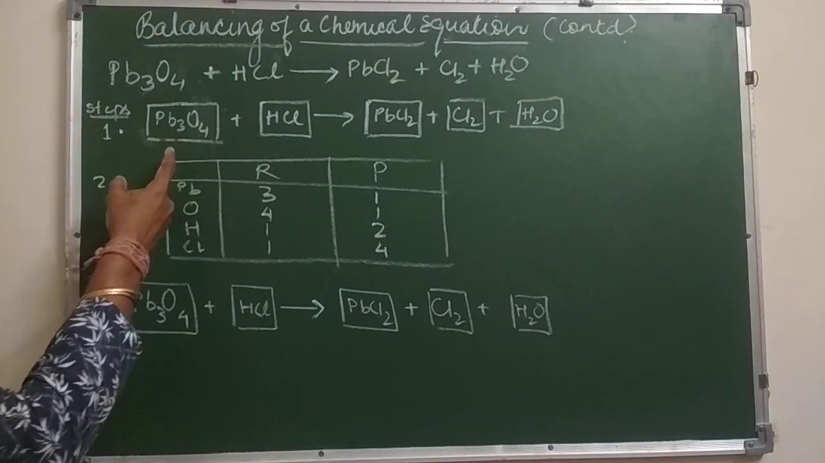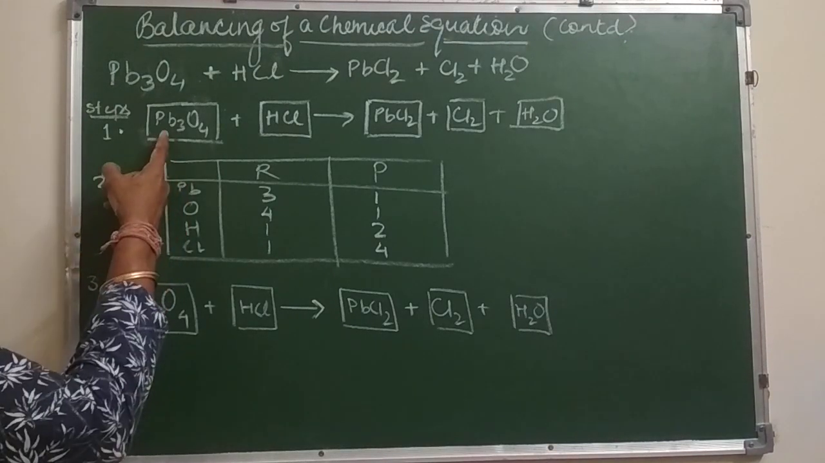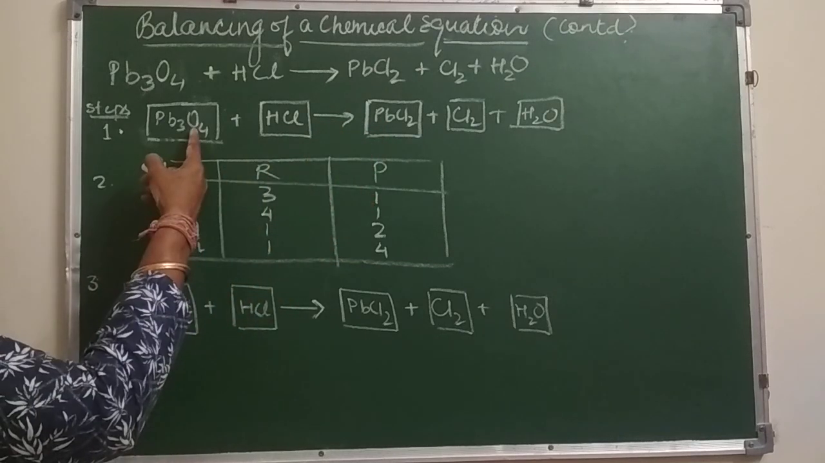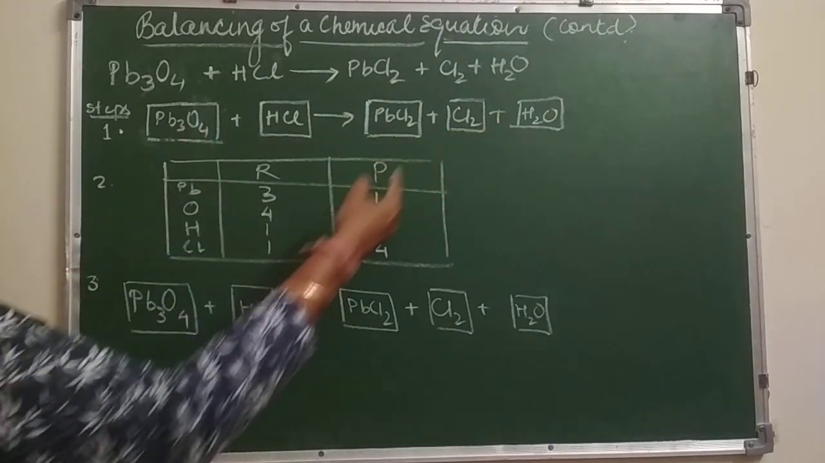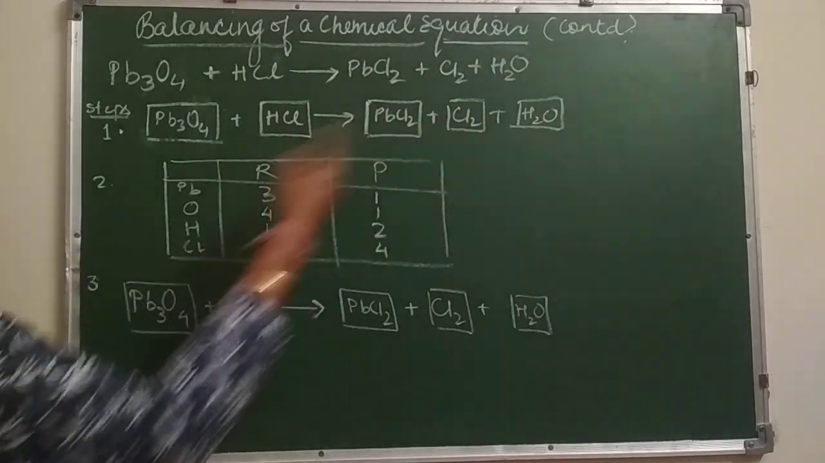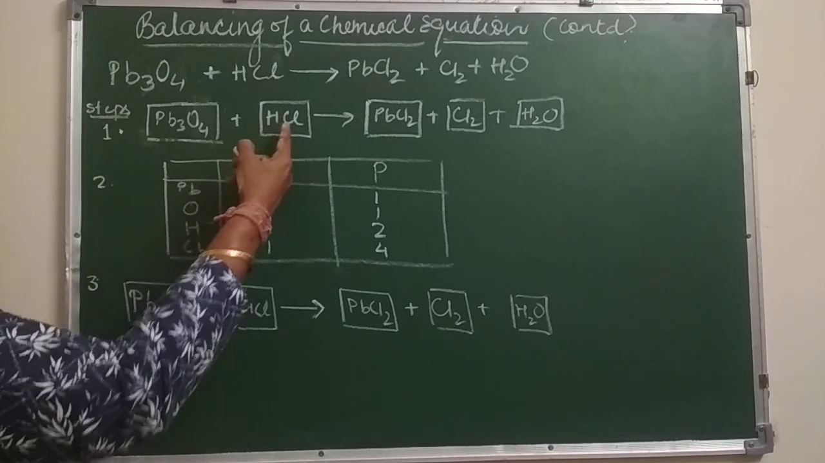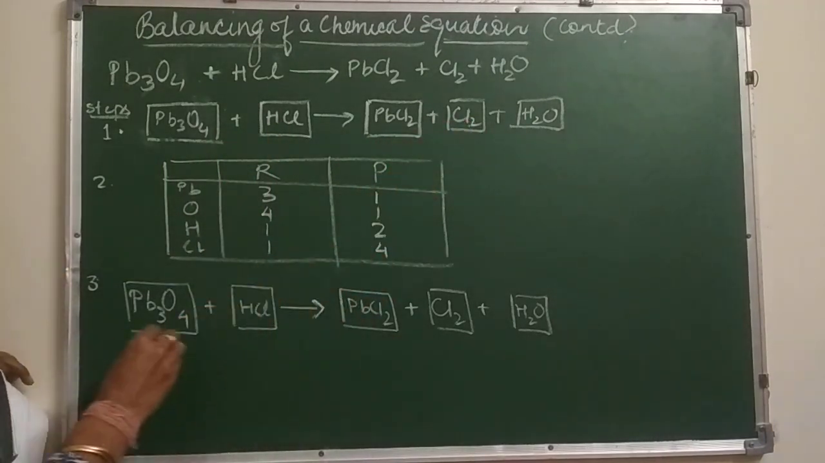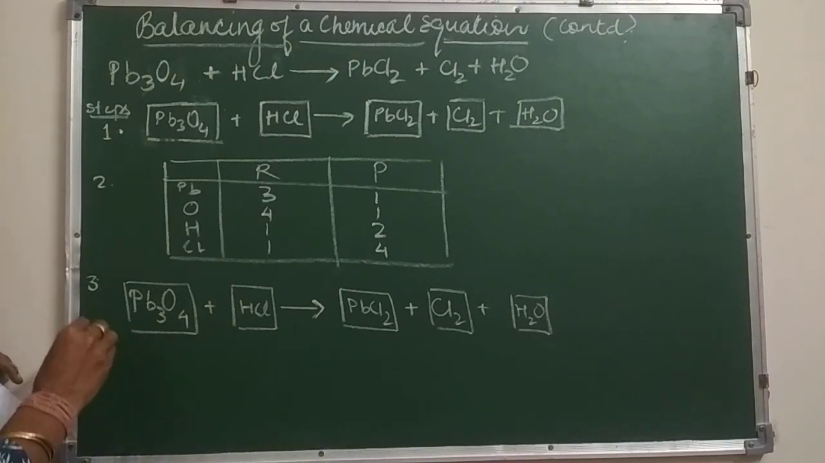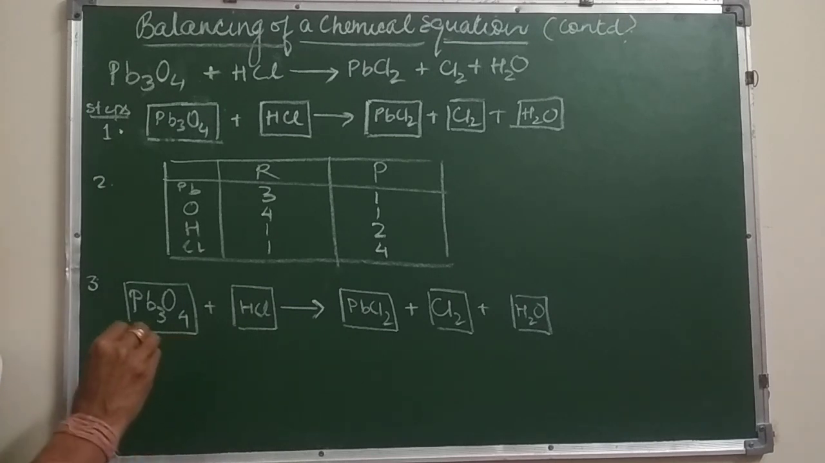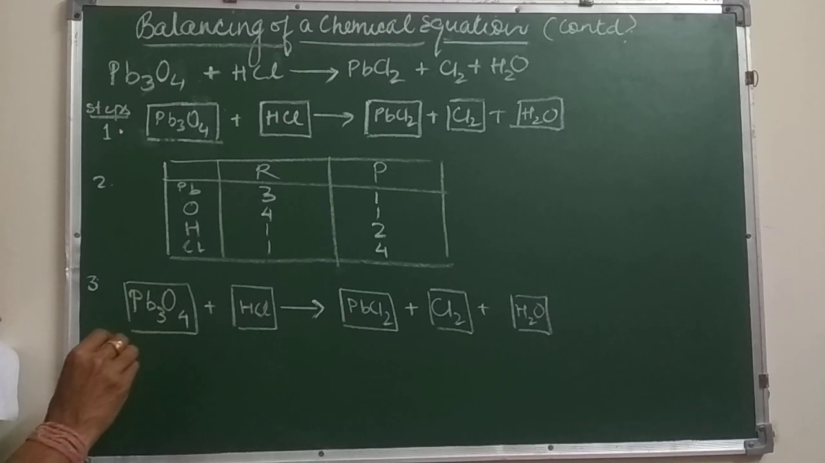So we can see for the reactants, lead is 3 over here and 1 lead here, oxygen 4 left hand side and 1 on the right hand side, hydrogen 1 on the left hand side, 2 on the right hand side, chlorine 1 on the left hand side and 2 plus 2, total 4 chlorine atoms on the right hand side. Now the third step, again writing the whole equation in the boxes, and then now we will add the required coefficients to balance the equation.